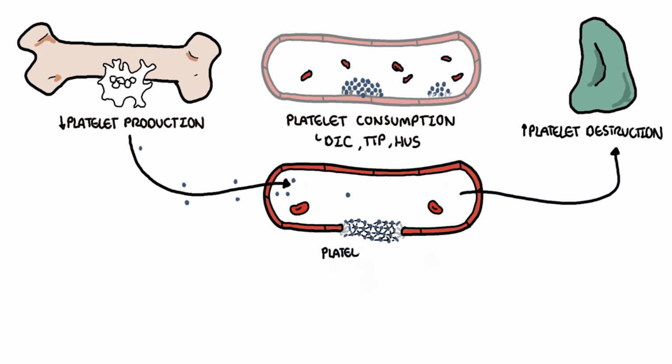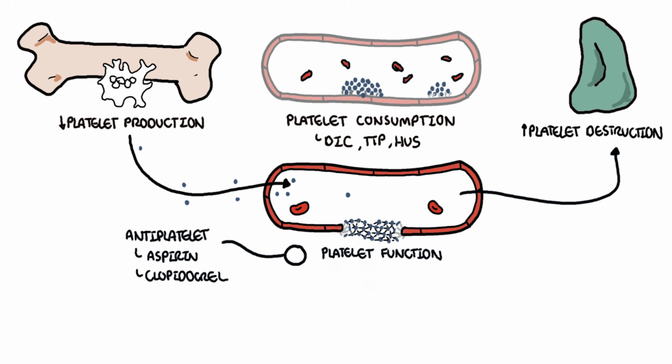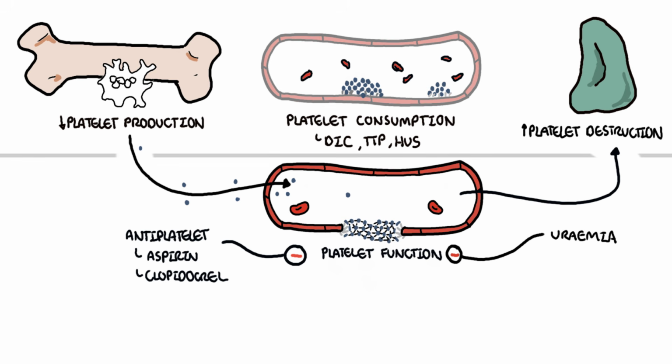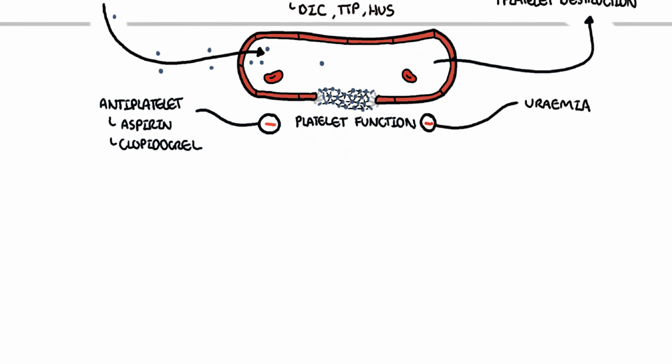Causes of platelet function defect include the use of antiplatelet agents such as aspirin and clopidogrel, which inhibit platelet function. Another cause is uremia, which causes platelet dysfunction and increases the risk of bleeding. Those were some examples of bleeding disorders caused by problems in primary hemostasis.